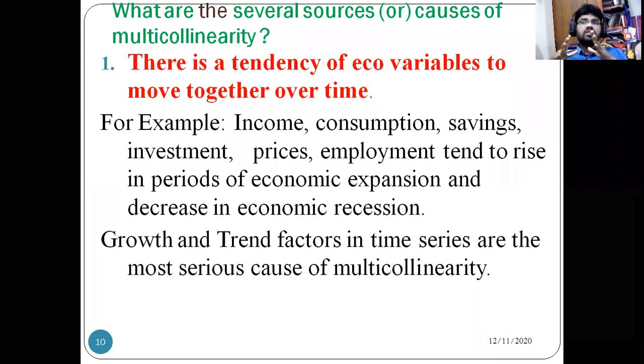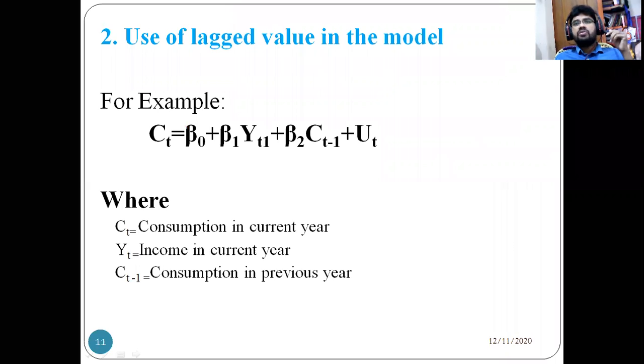Sometimes if you take income, consumption, savings, investment, most of these economic variables will move together in the long term. So that is the case where we will get a multicollinearity problem. And when you use lagged values in your model, for example, the present year consumption depends on the previous year consumption.